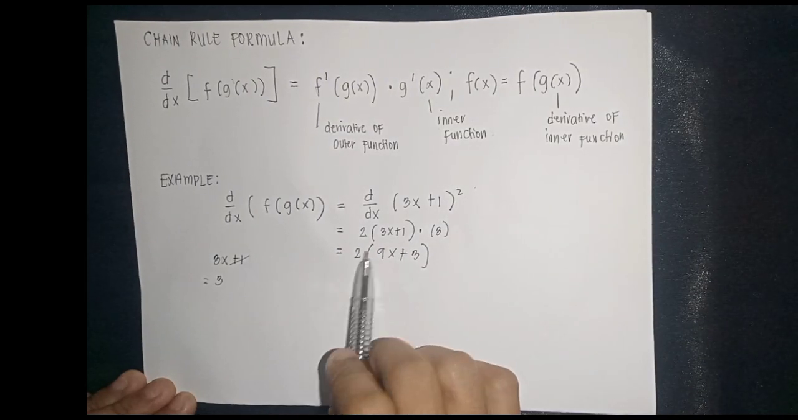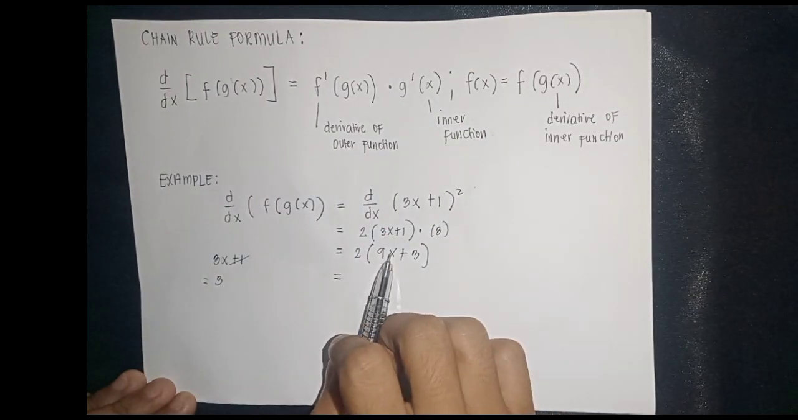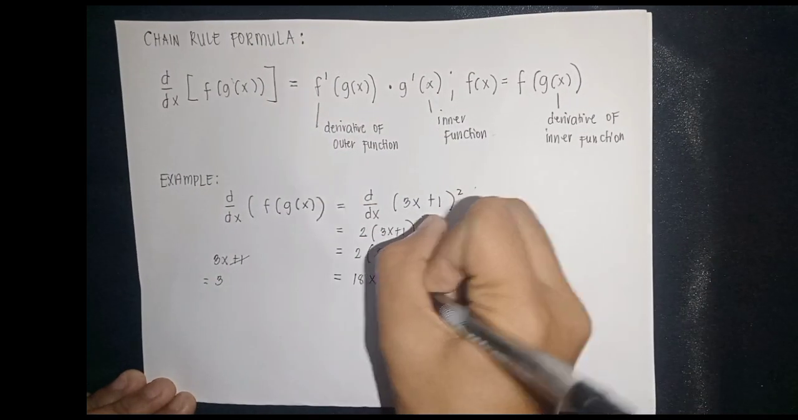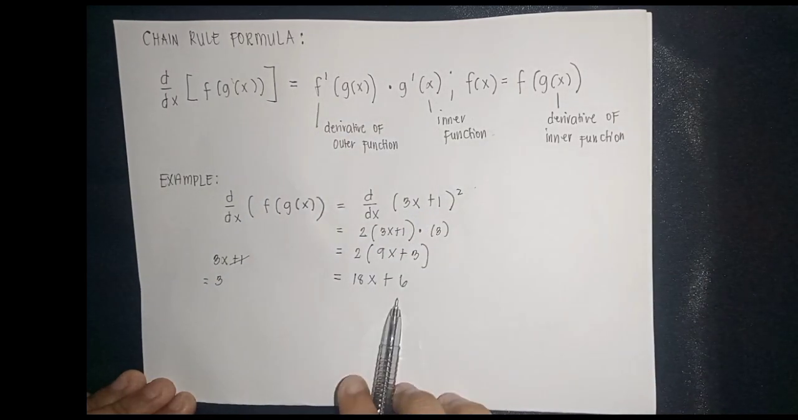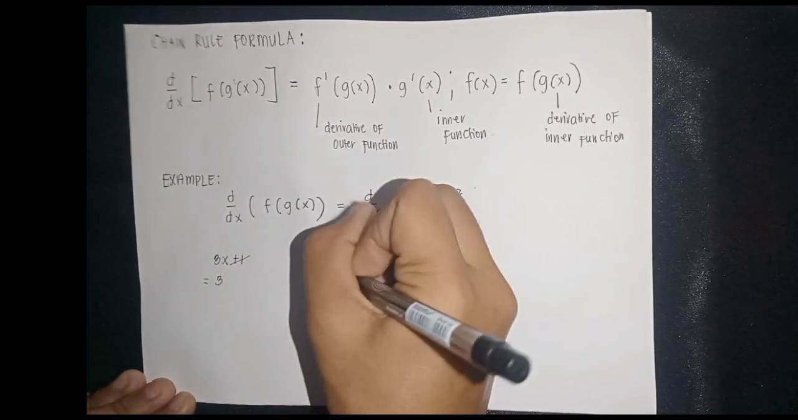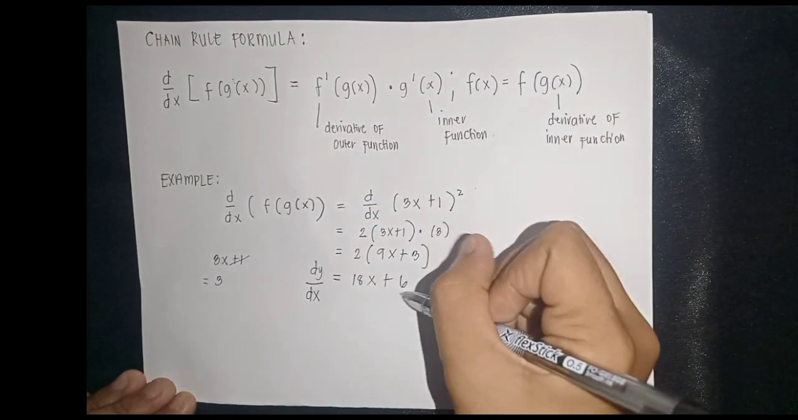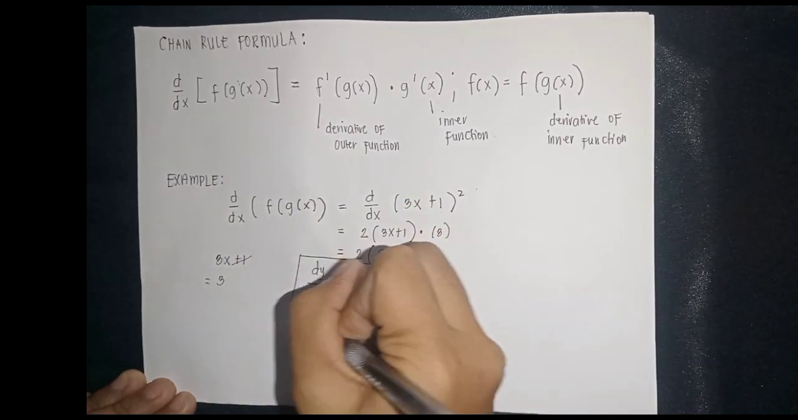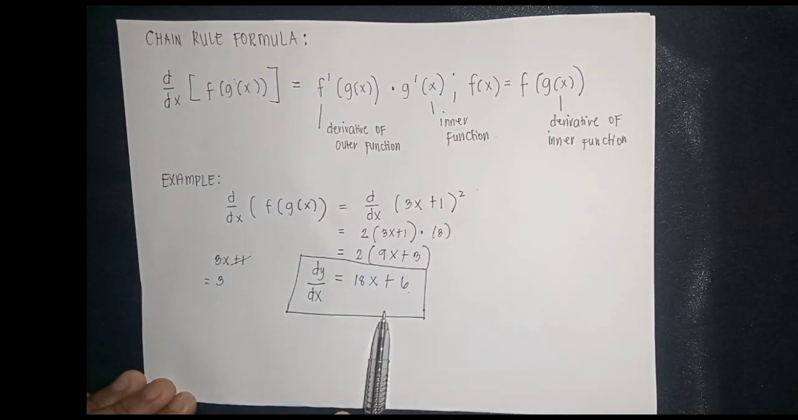So now after that, let's continue to multiply it with the inner function. So 2 times 9x is equal to 18x. 2 times 3 is equal to positive 6. So this is our final answer. So that's how the chain rule formula works in differentiating this function. The derivative of y with respect to x is equal to 18x plus 6.